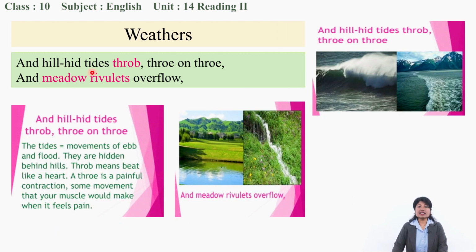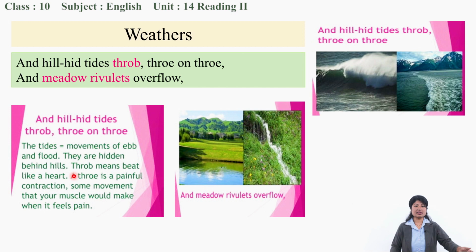And the hill tides throb on throb, and meadow rivulets overflow. Okay, so hill tides, here you can see the tides of water. Tides, the flow of water, right? Tide means flow of water. Throb on throb, the tides mean the movement of water, the flow, and they are hidden behind the hills.